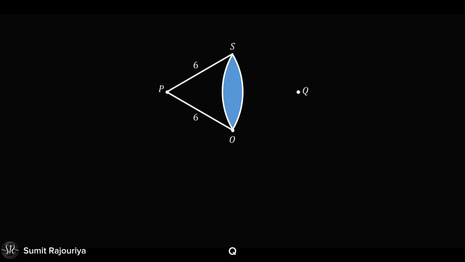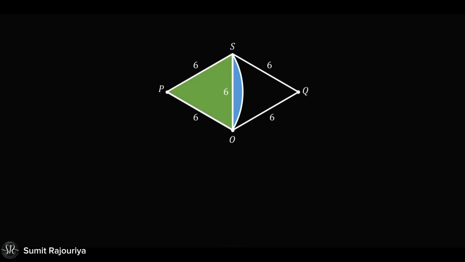Now the circle at Q passes through O, so we know that it has the same radius as the circles at O and P, so its radius is equal to 6. So QO is equal to 6, and QS is also equal to 6. Since circle O has a radius equal to 6, OS is also equal to 6. So now, triangle PSO has all 3 sides equal to 6, so it's an equilateral triangle.